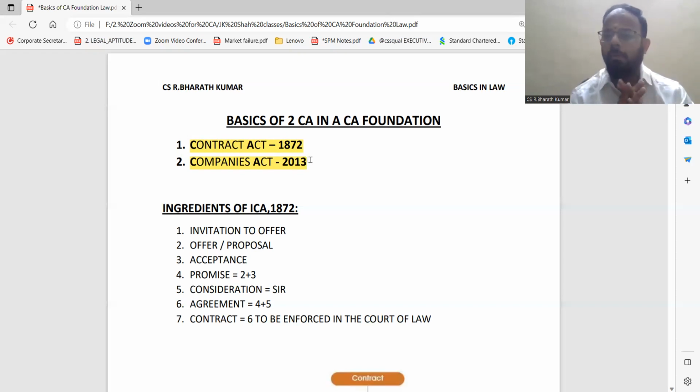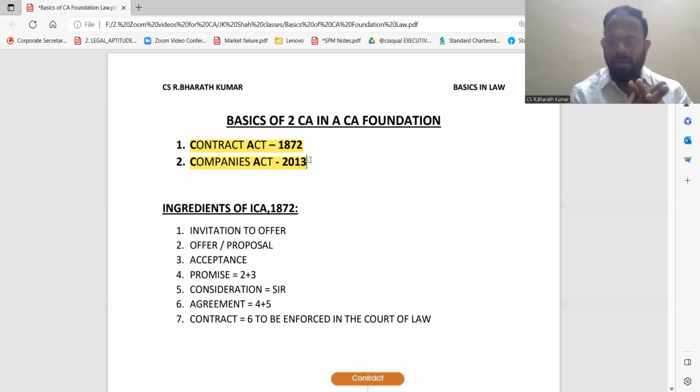Now, when you know about the second CA, which is the Companies Act, and its basics, you should automatically understand there is a bridge which creates an understanding between the Indian Partnership Act and the Companies Act, which is the Limited Liability Partnership Act 2008, the LLP. So indirectly, if you know about this too, you can cover the basics of the CA Foundation.